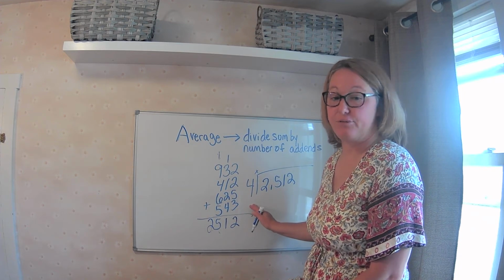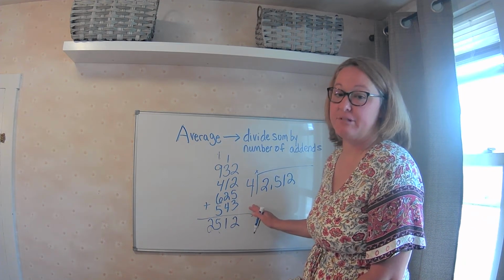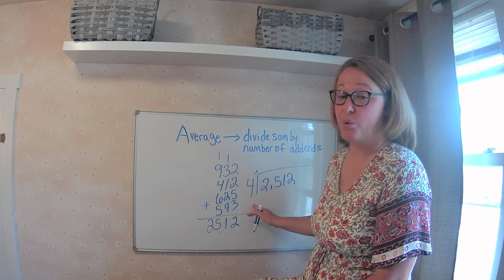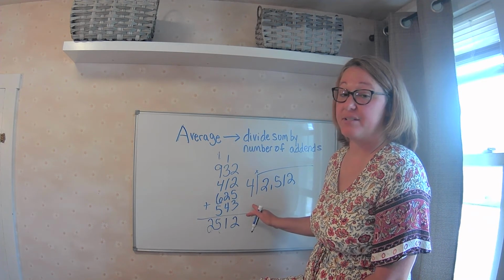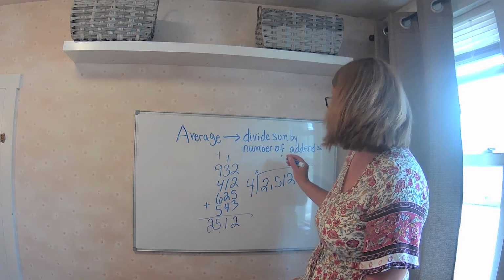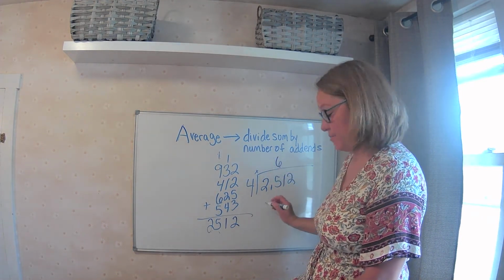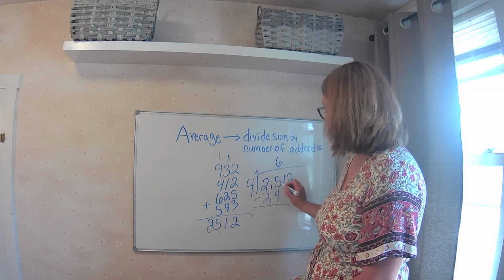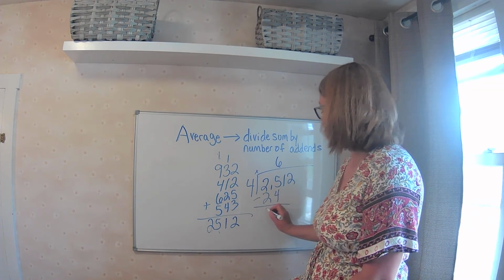Well, 4 times 4 is 16. 4 times 5 is 20. 4 times 6 is 24. And if we go 4 times 7, that's going to be 28. So we're going to stick with 4 times 6, which is 24. I subtract. I'm going to get 5 subtract 4 is 1. 2 minus 2 is 0.